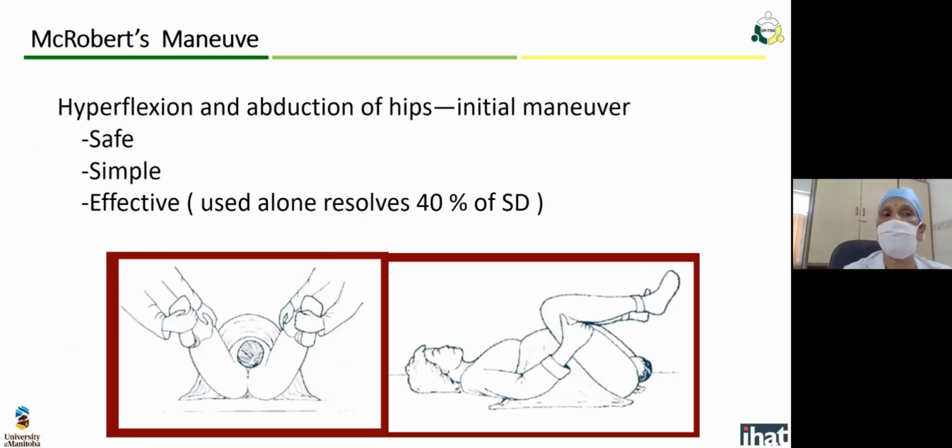Now what is the McRoberts maneuver? This is the hyperflexion and abduction of the hip. This is the initial maneuver. जैसा कि you can see in this picture, there is the flexion at the hip joint and flexion at the knee joint, and the woman is lying flat, and this is another picture. This is a simple, safe and effective method. If you are doing this, more than 40% of shoulder dystocia can be delivered by this.